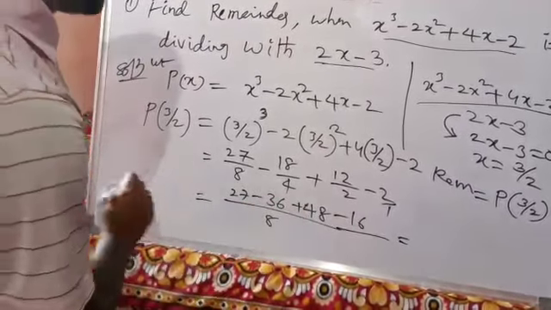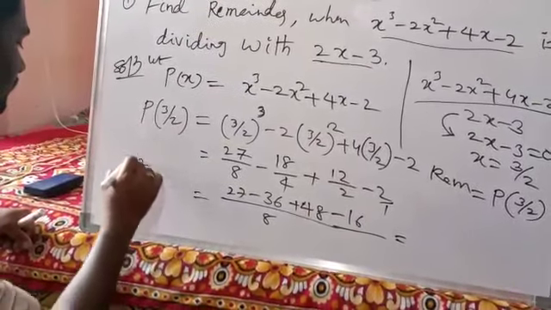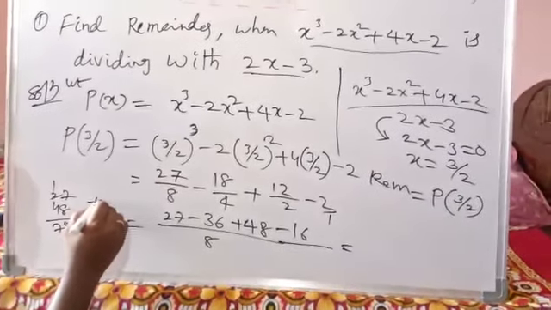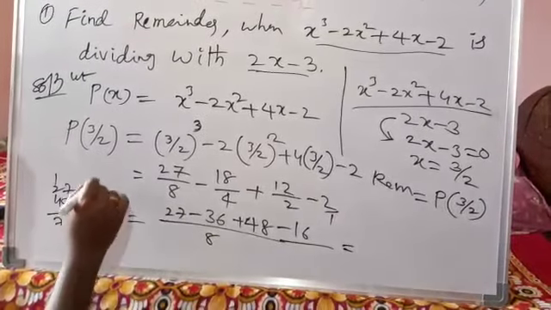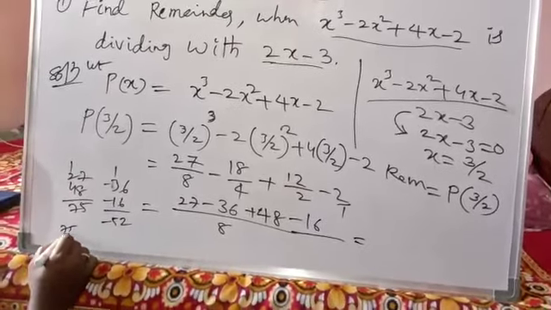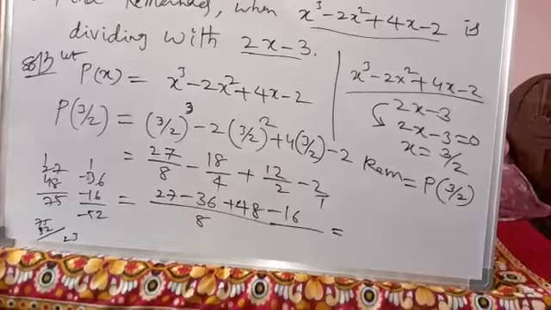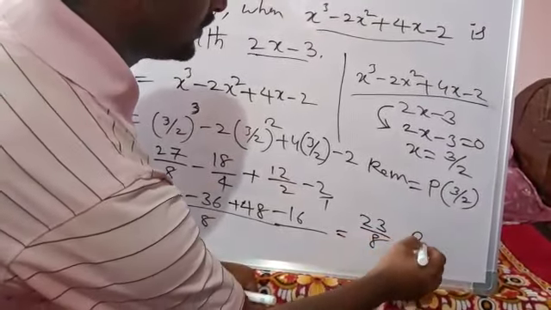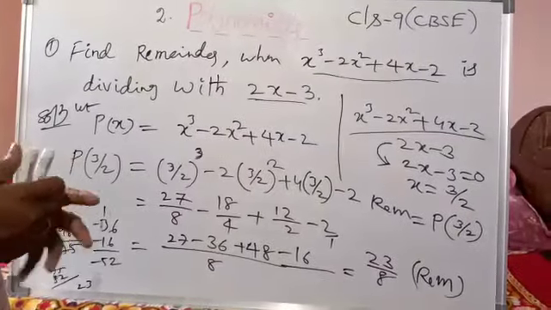So here 27 plus 48 is how much, students? 75, and the minus values, if you take, this is 36 minus 16, that is minus 52. So here 75 minus 52 is, so that would be 23, students. So 23 by 8. So this is the remainder, students. Okay, understand, students? So this is a very easy one.